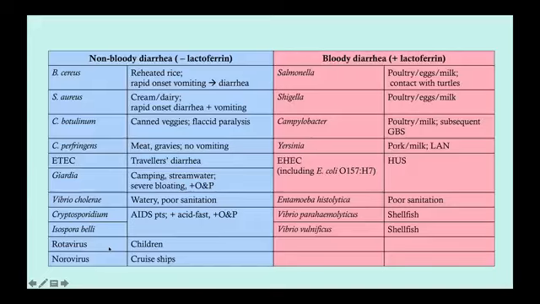Rotavirus, kids with rotavirus. Number 1 cause of diarrhea in kids. So it should be the first thing you think of. Very easy to transmit. Kids, sticking their fingers in their butts and then onto their toys and then giving those toys to other kids just spreads like wildfire in daycare. So that's rotavirus. Norovirus is the one that you always see on cruise ships.